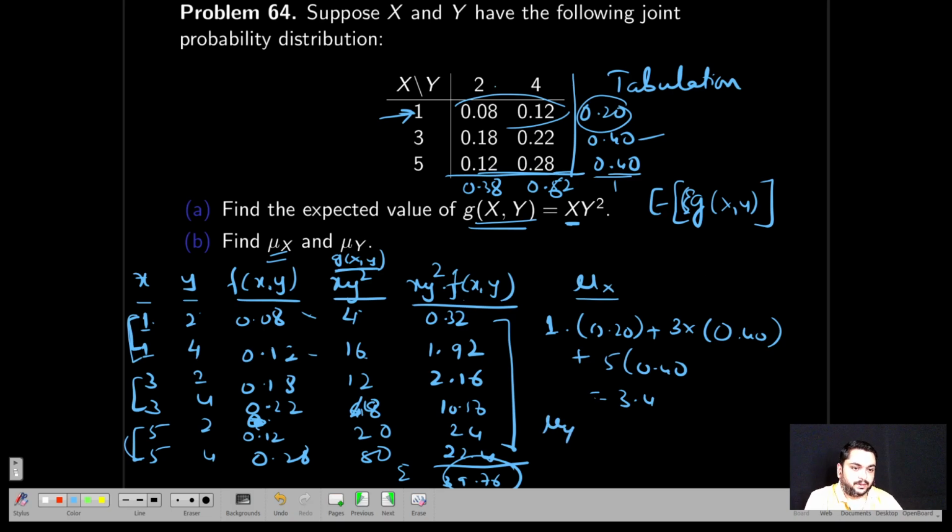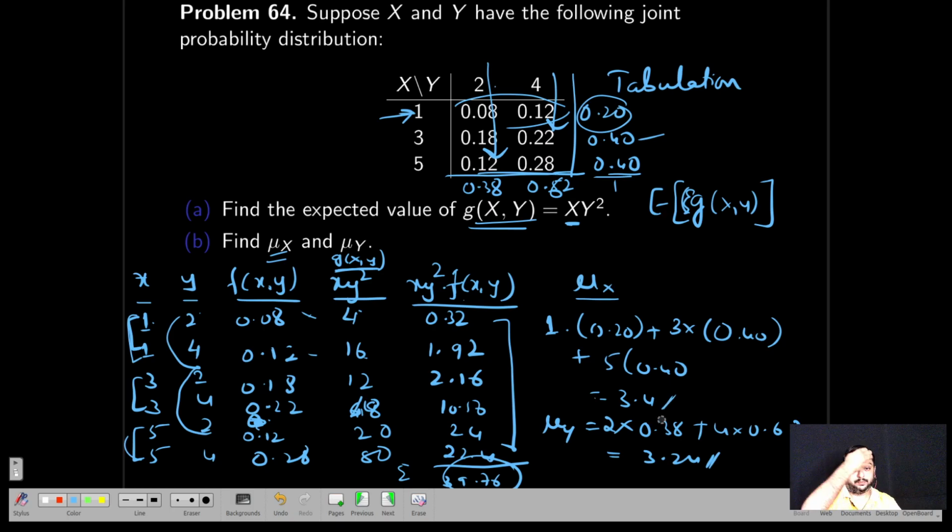Similarly, you can find mu y. Mu y is equal to, take all y values together, 2, 2 and 2. It will be 2 into this column addition 0.38. Directly you can do plus 4 into 0.62. So this will come out to be 3.24. So you can solve it like this in a simple way. I hope you understood. So you can apply the same thing when you found out the joint PMF and all those things.